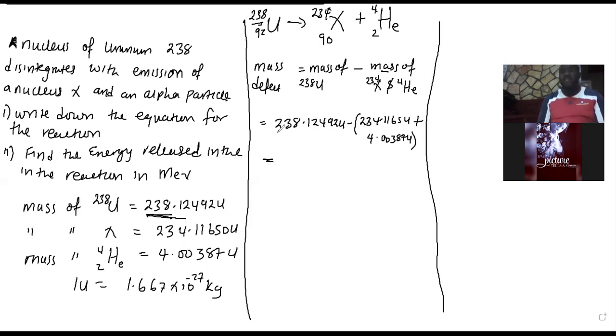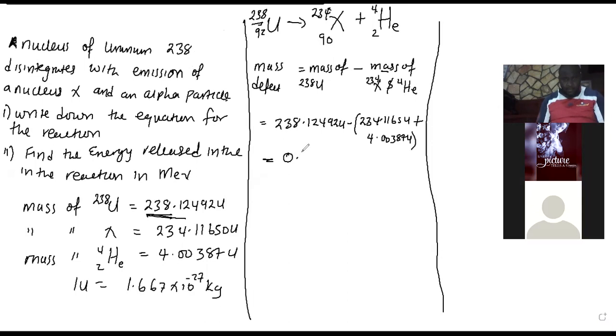But remember, with these numbers, you have to be patient with the digits. If you rush them, you'll crash and have wrong values. The answer is 4.55 times 10 to the power negative 3 U. That is our mass defect.